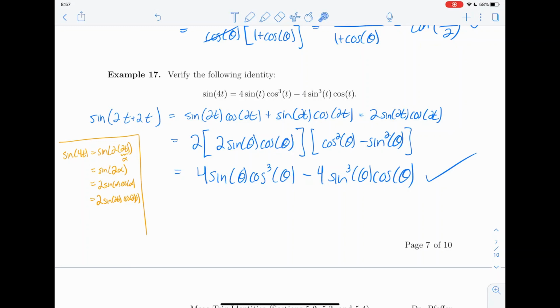Nonetheless, that's where we'll wrap up section 5.3. Next video, we're going to continue this packet and finish this packet with a discussion of section 5.4, which is going to be the final collection of trigonometric identities that we're going to encounter. And those are going to be called the product to sum and the sum to product formulas. So I'll catch you all in that video.